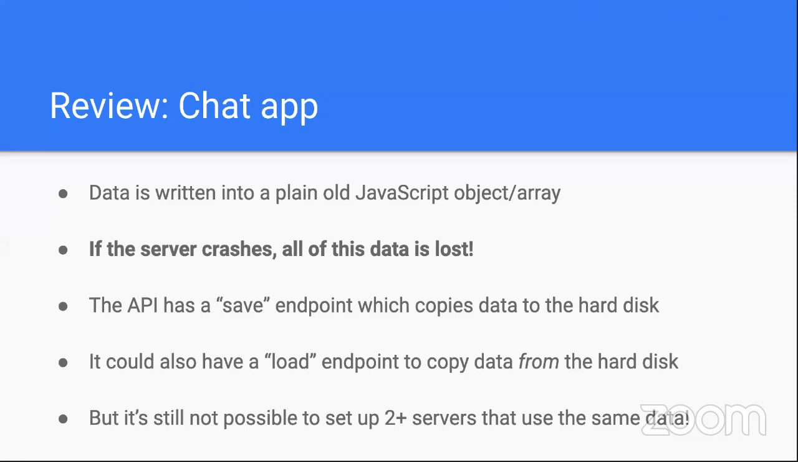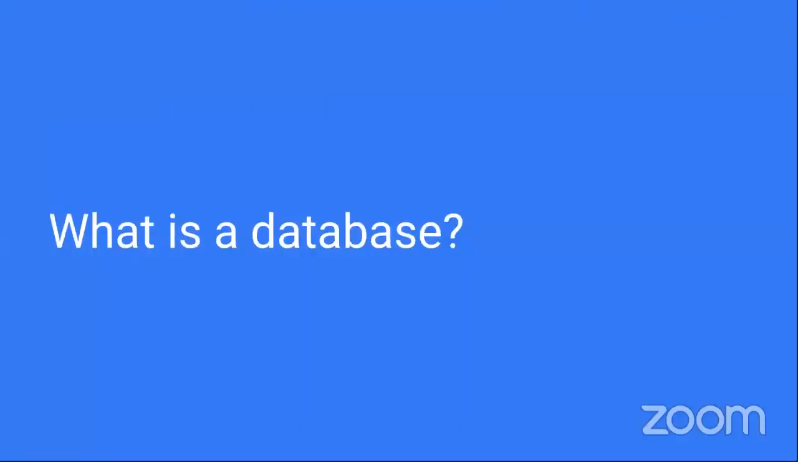If we did that, each one still has its own disk and its own hard drive, and it's writing there, or it's saving to memory. There's no way for them to share that data. So that's really the biggest problem, and the one that you can't really solve easily, except with a database. So what is a database, and why does it solve this?